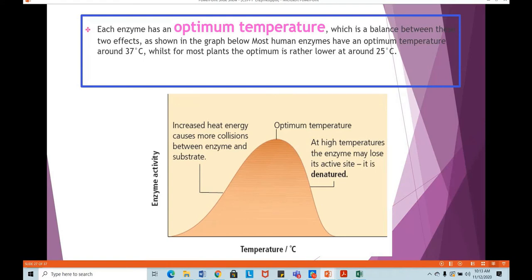How do you define the optimum temperature? What is the optimum temperature? Can we say it is the best temperature at which the enzymes work best? Yes. So what is the optimum temperature for human enzymes? 37. And for the plant enzymes? 25. 25 degrees centigrade.